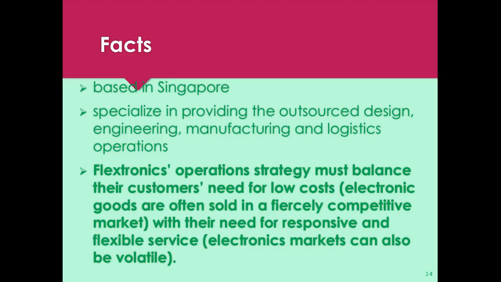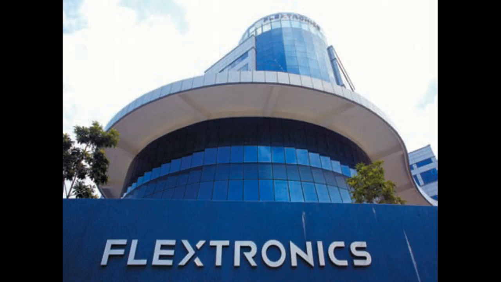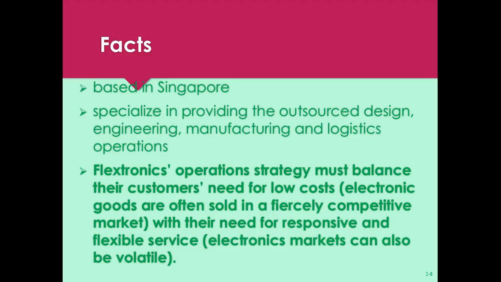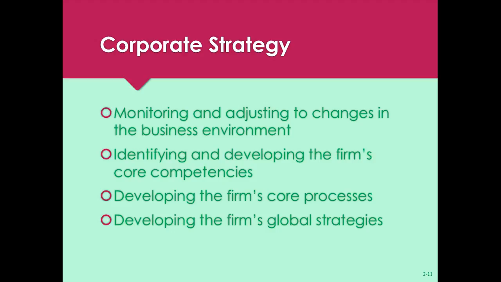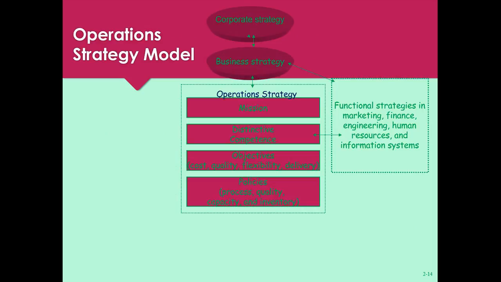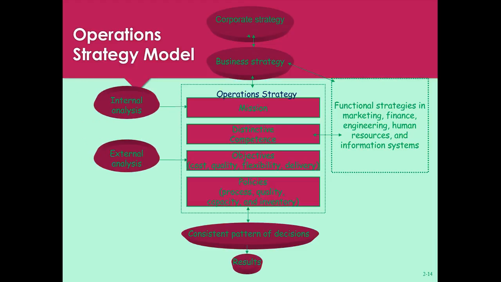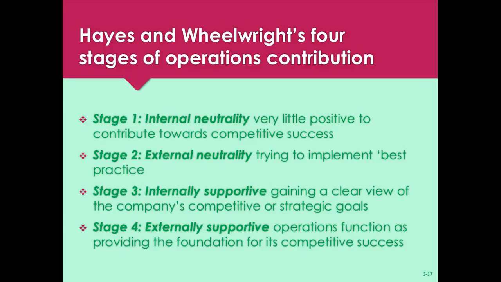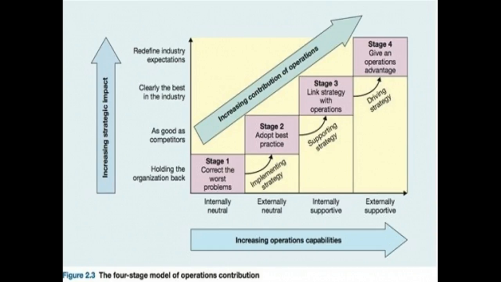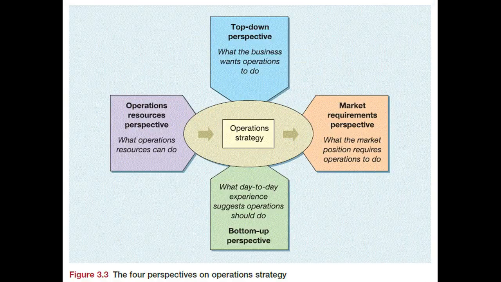So in operations strategy, what we covered were the two examples of Rayon Air and Flextronics. And then we came to the theoretical understanding of strategy. We discussed two models. One is the strategic management model, and this is a very important model for your future courses also. And then we discussed Hayes and Wheelwright's 4 stages. This is very important for your quiz, so you must understand this model.